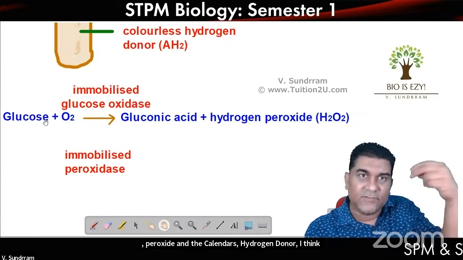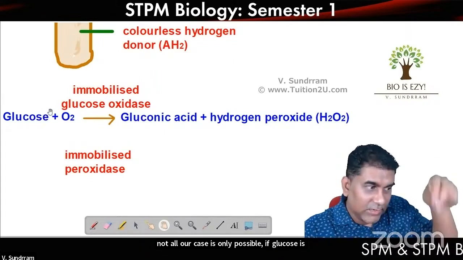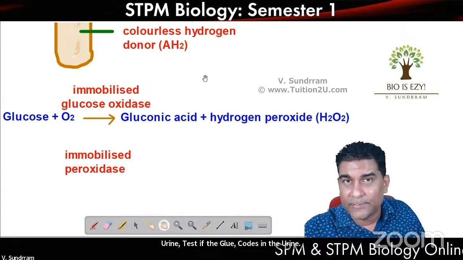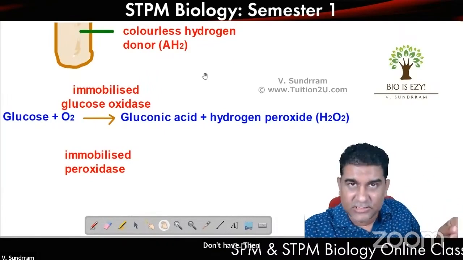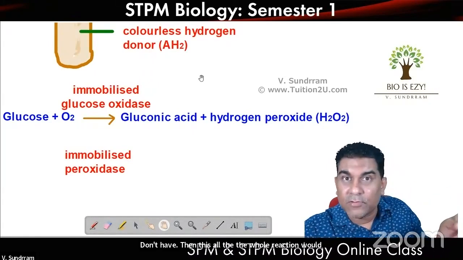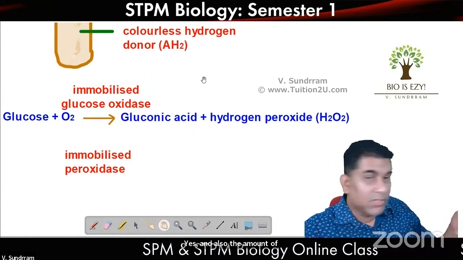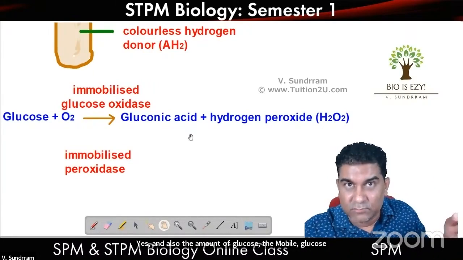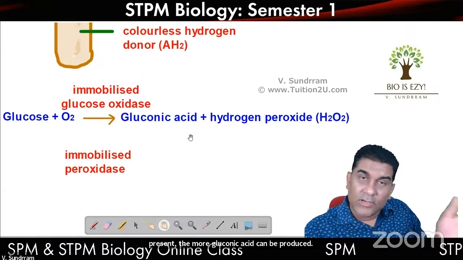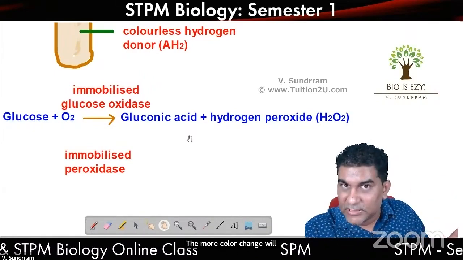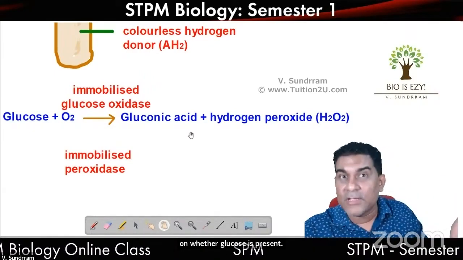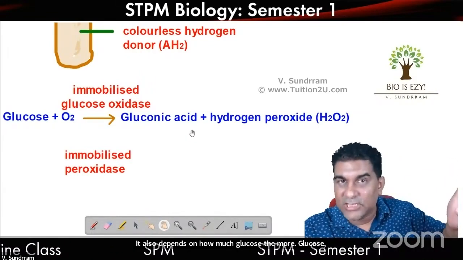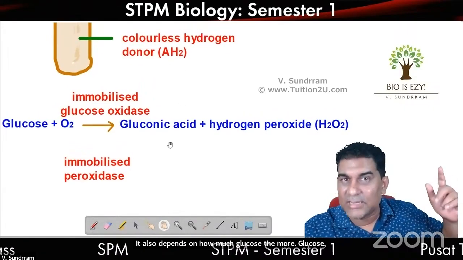If we are doing this in a urine test and the glucose in the urine isn't there, then the whole reaction won't happen. If glucose is present, the more glucose present, the more gluconic acid can be produced, the more color change will happen. So it depends not only on whether glucose is present, but also on how much glucose.